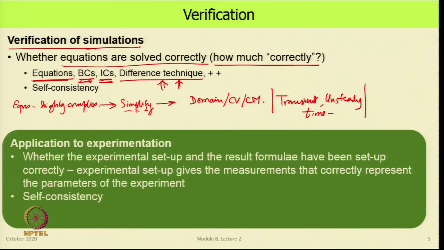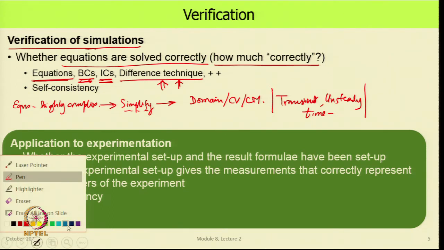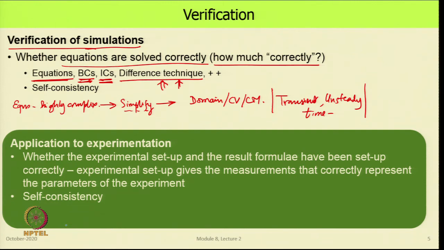So, that is what the verification of simulations is all about. And now, let us see in a broad sense how it is applicable to experimentation. And here we can argue that, whether the equations are solved correctly or not, we could ask whether the experimental setup, its design and the parameters used and the result formulas that have been used, how good are they for what we are wanting to do. So, whether the experimental setup gives the measurements that correctly represent the parameters of the experiment.